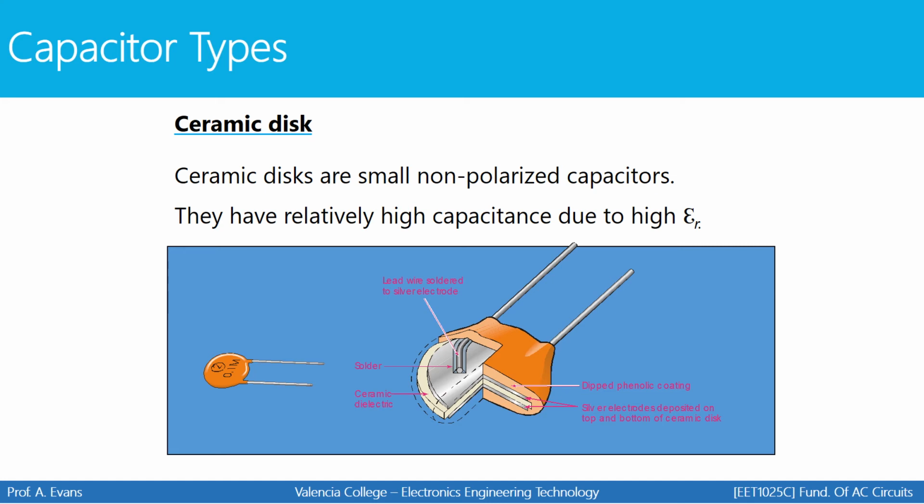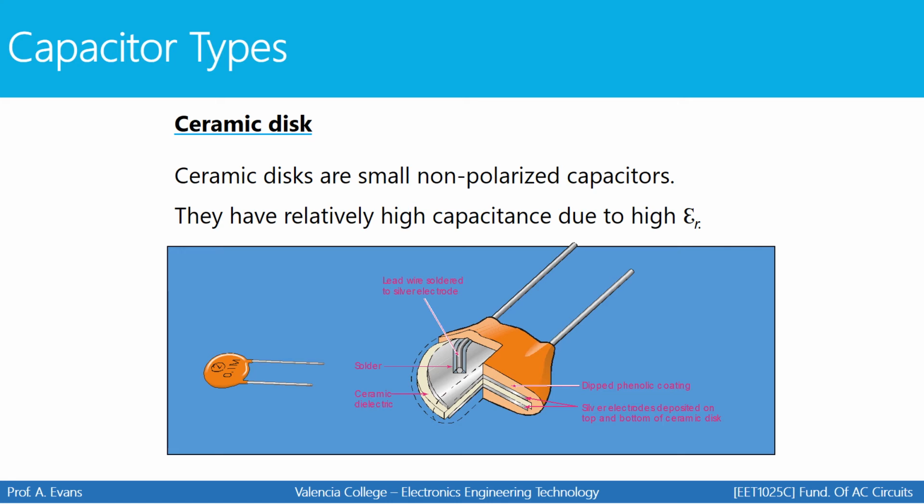They are small, they are non-polarized. Polarized basically means that the two silver prongs on either end are like a positive and negative terminal of a battery. So if you don't put the capacitor in the right way, you can damage your circuit. So if a capacitor is polarized, you have to take note of that.